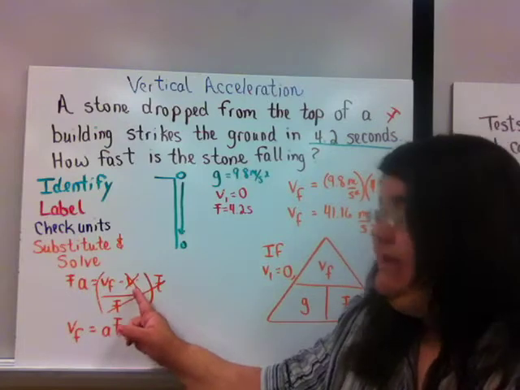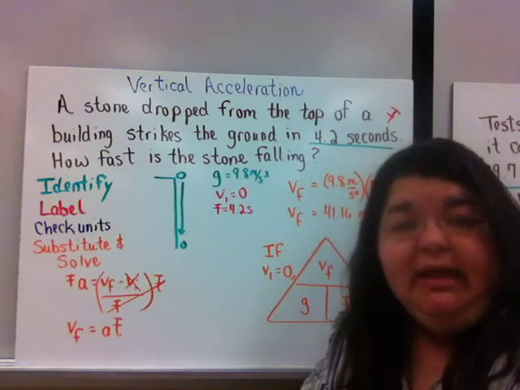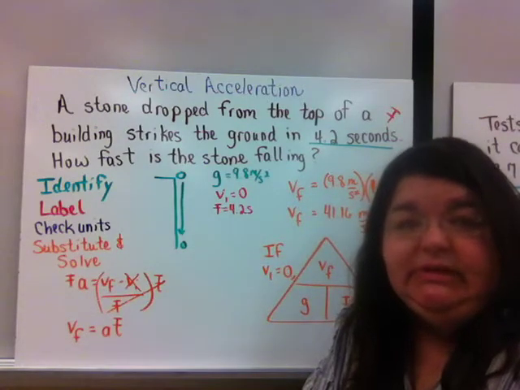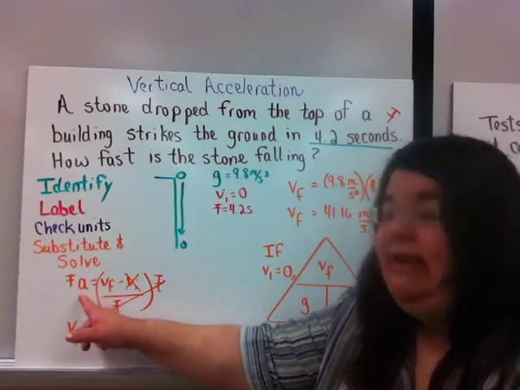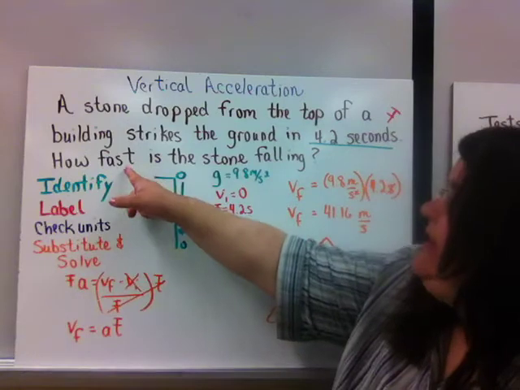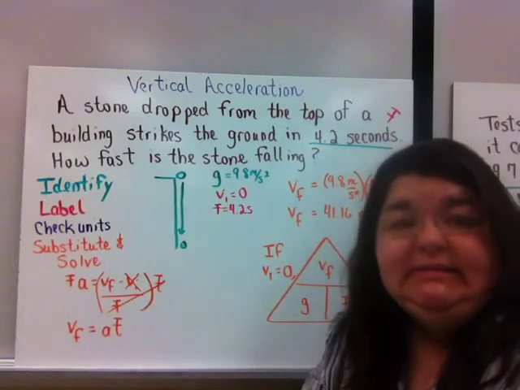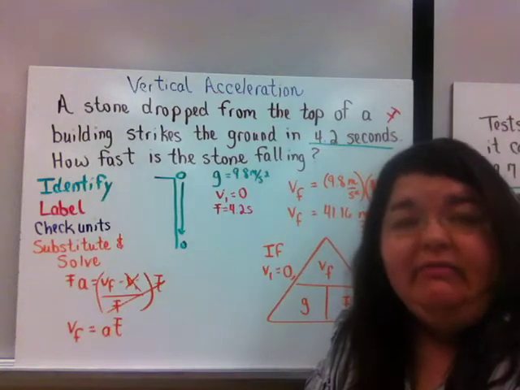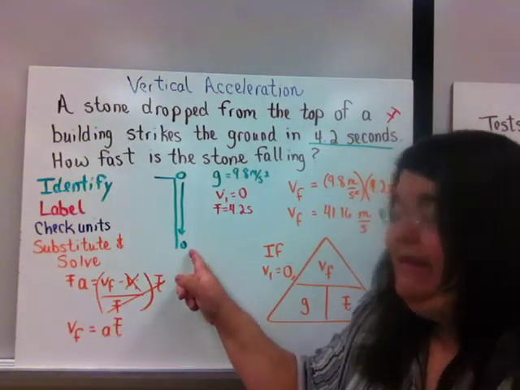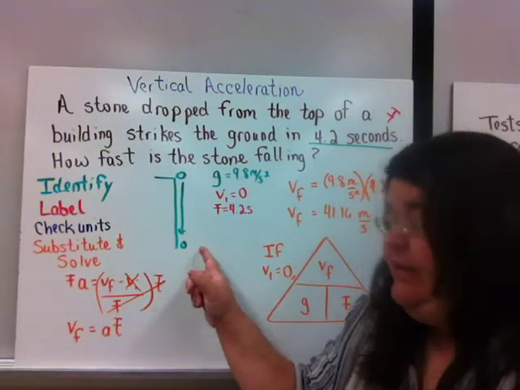Now the VI is 0, so I'm just going to mark it out because a 0 is not going to affect my equation. And then I don't want A. I was asked to find how fast this stone is falling. So I want the VF. I want to know how fast it was going right here, right before it smacks pavement.